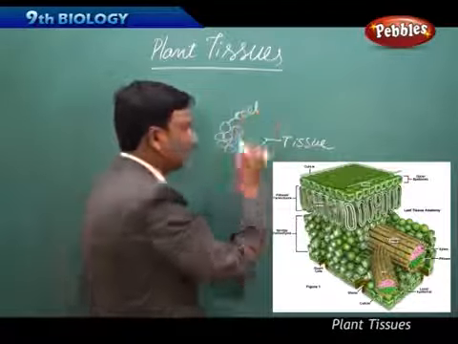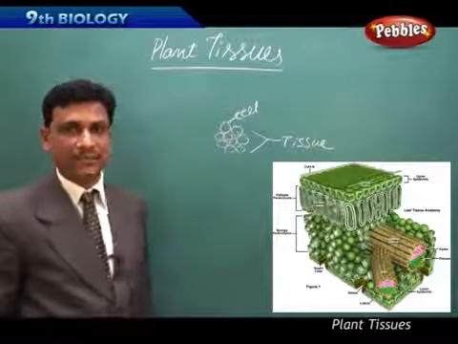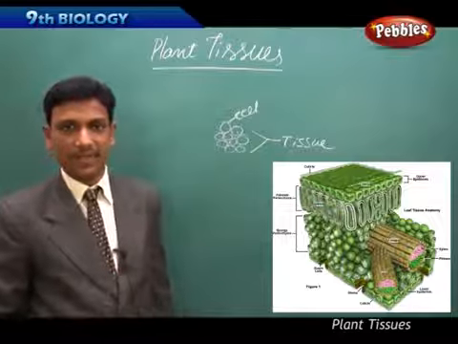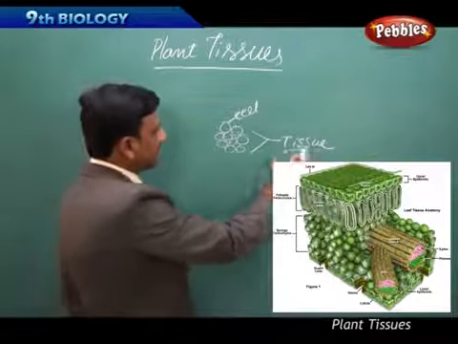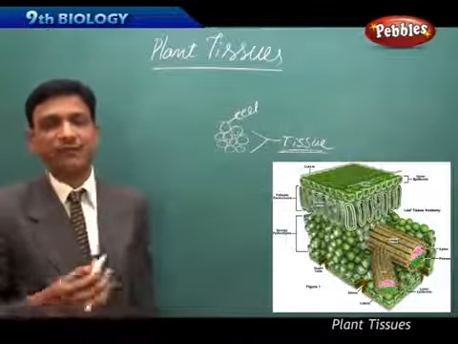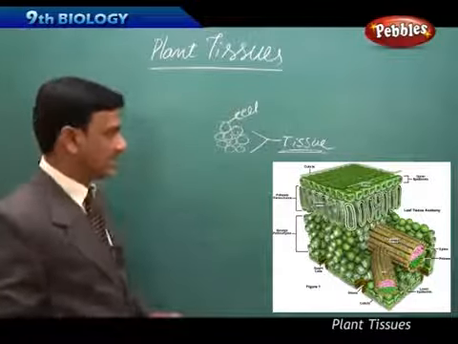So we already studied about the cells in the previous chapter. We studied the structure and functions of cell. Now, what is the tissue? What is the use of the tissue? Why are the cells grouped to form tissues? Let us see an example.